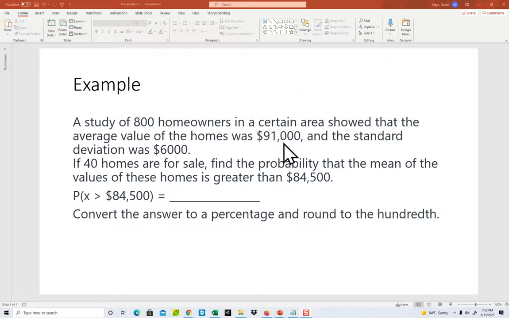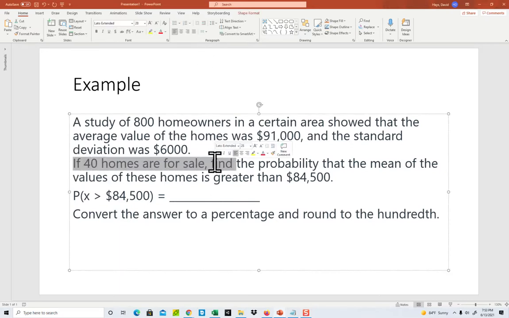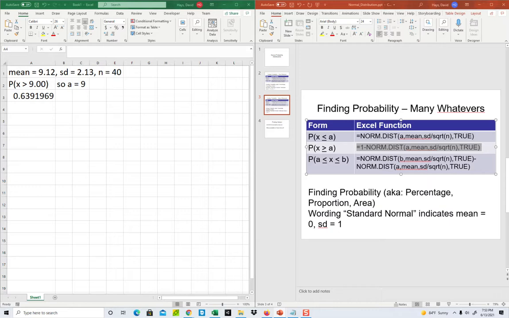A study of 800 homeowners in a certain area showed that the average value of the homes was 91,000, and the standard deviation was 6,000. If 40 homes are for sale, find the probability that the mean value of these homes is greater than 84,500. Okay. If 40 homes are for sale, we're talking about many homes.